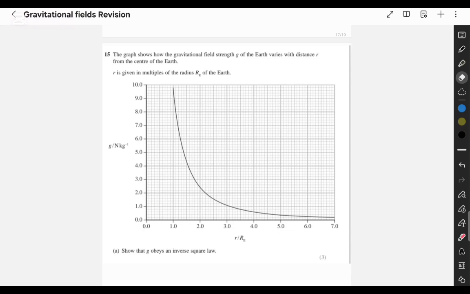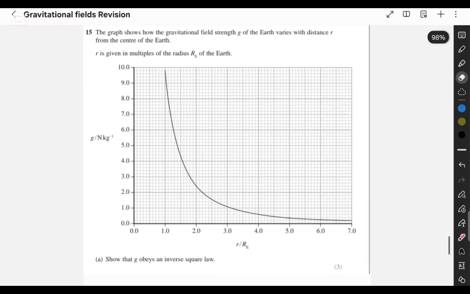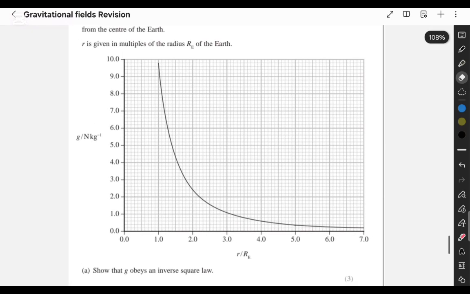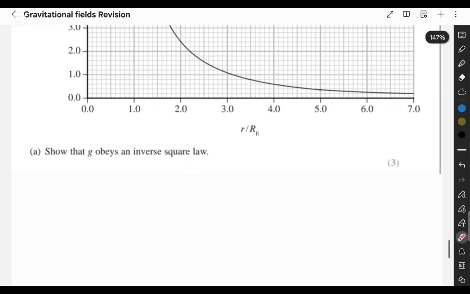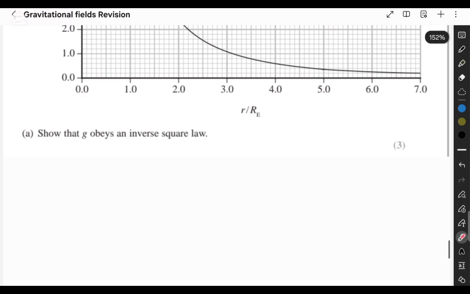And they've given you the values here. They've given you the gravitational field on the y-axis, and on the x-axis they have given you r, but in terms of the radius of Earth. So r is given in multiples of the radius of the Earth. 1 RE means 1 times the radius of Earth, 2 RE means 2 times the radius of Earth, and so on until 7. And then you have to show that g obeys the inverse square law.